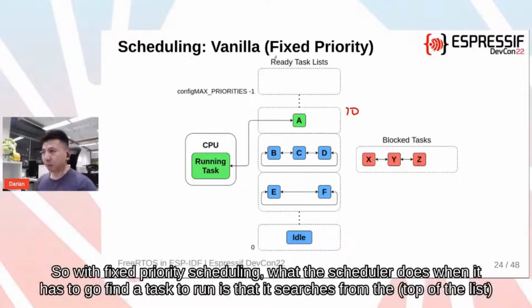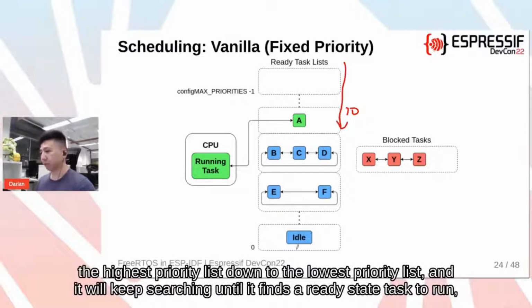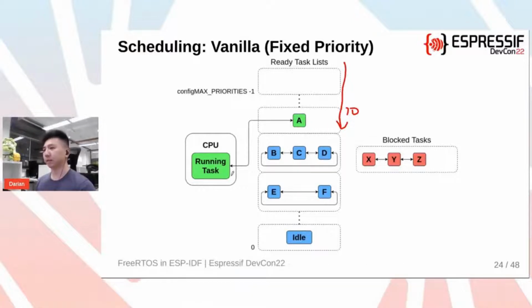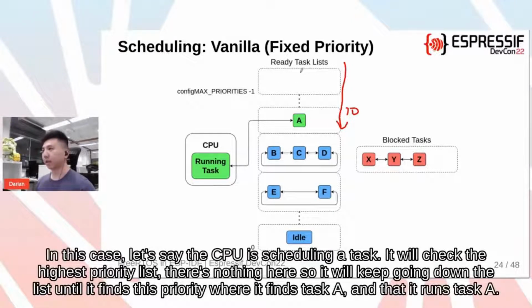With fixed priority scheduling, what the scheduler does when it has to find a task to run is search from the top, the highest priority list, down to the lowest priority list. It'll keep searching until it finds a ready state task to run. So in this case, let's say the CPU was scheduling a task. It'll check the highest priority list. There's nothing here, so it'll keep going down until it finds this priority where it finds task A, and then it runs task A.